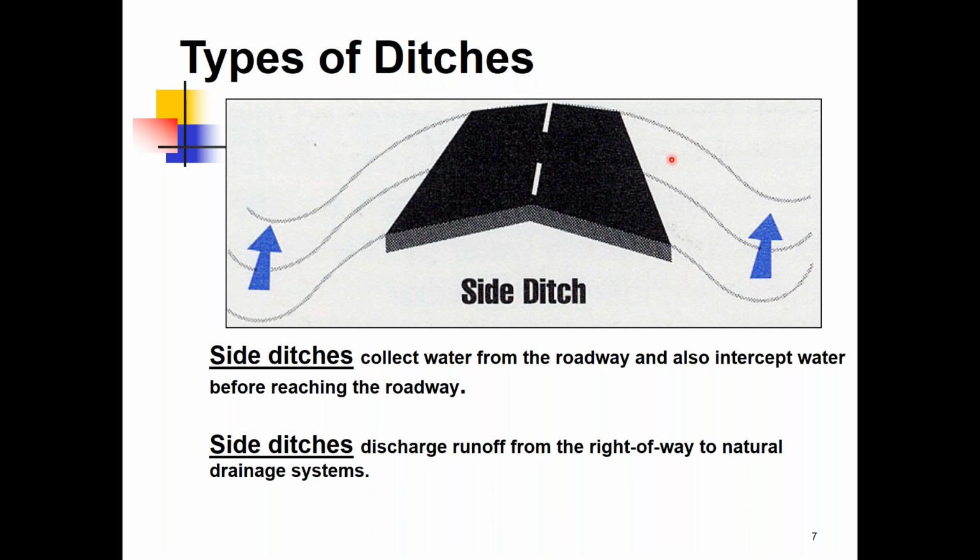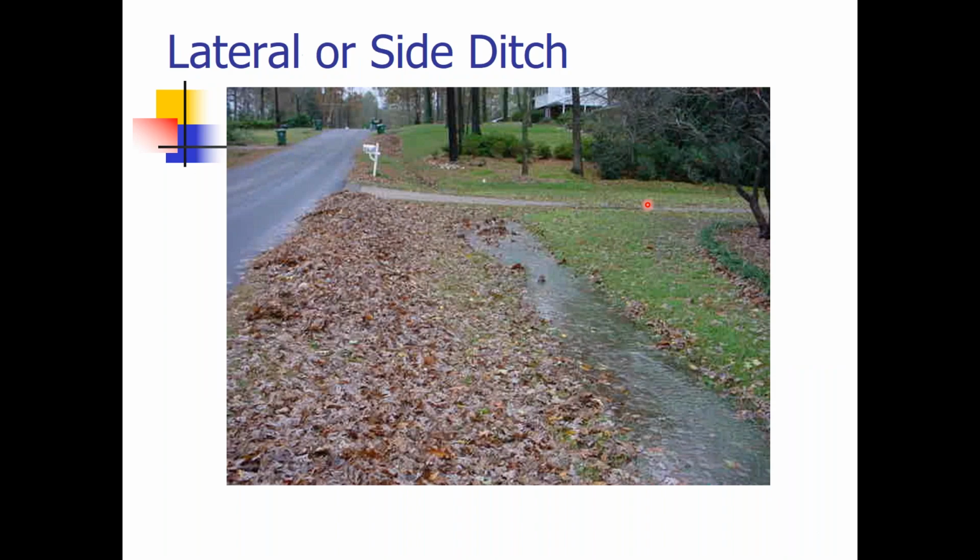What does that mean? Well, if we can divert that water out to an area that is a high quality water or into a lateral ditch to keep the water away, that's what we want to do. Again, we want to keep water as far away from this area as possible. Here's an example of a lateral or a side ditch.